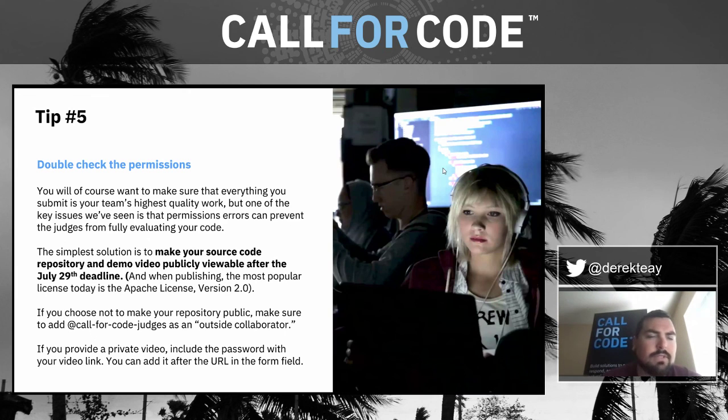Last tip for you, double check the permissions on everything that you send in. Make sure that the repo that you have is publicly available after the July 29th deadline at latest. Make sure that when you publish it, you're using the most popular license today, which is Apache license version 2. If you choose to not make your repo public, ensure that you add call for code judges as an outside collaborator. Very important, because when we go to do the judging, if we can't access it, if we can't look at it, we're not going to be able to judge it. So it's very important that we're able to have access to where all of your code exists.